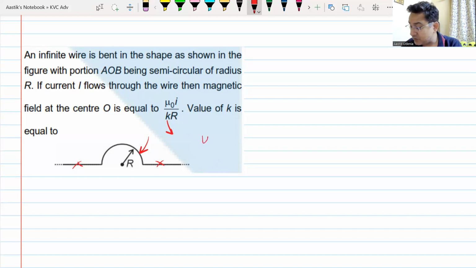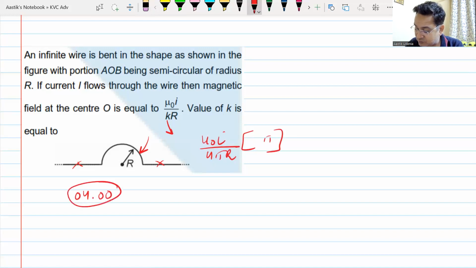The answer was mu naught I by 4 pi r multiplied by the angle. The angle is pi, not 2 pi. The value of K is 4. So the answer is 4.00.